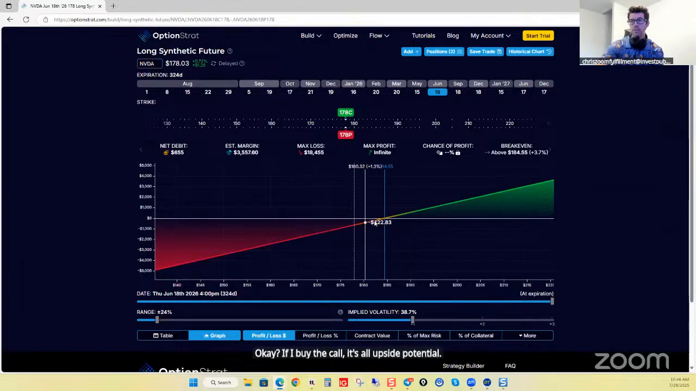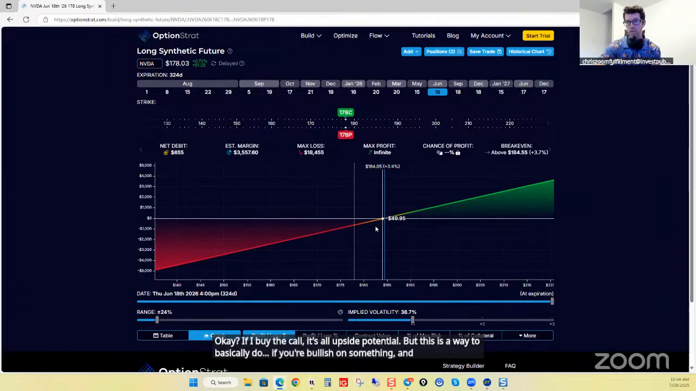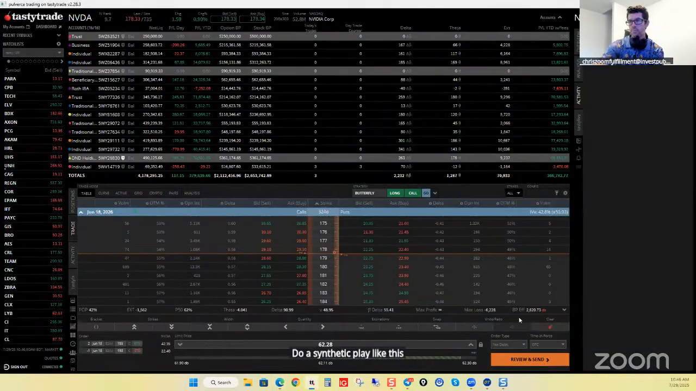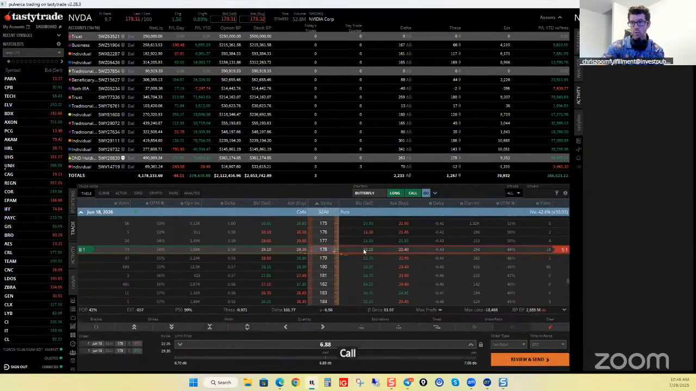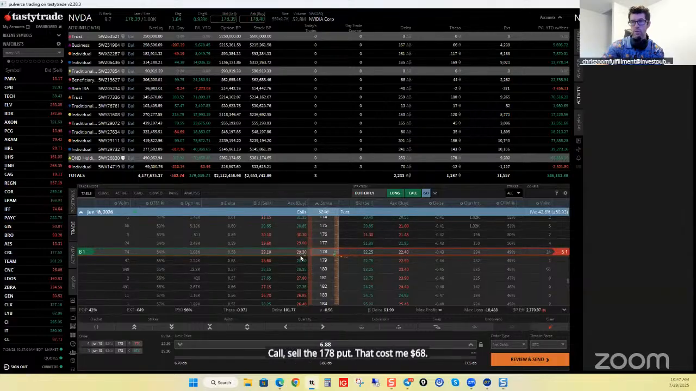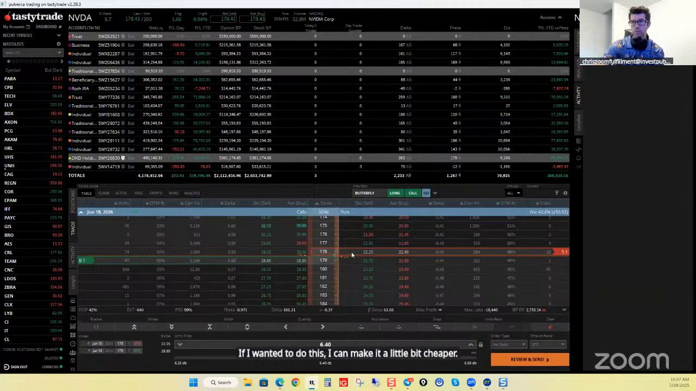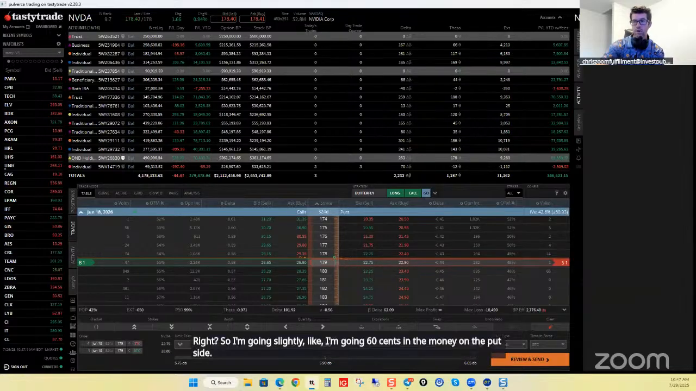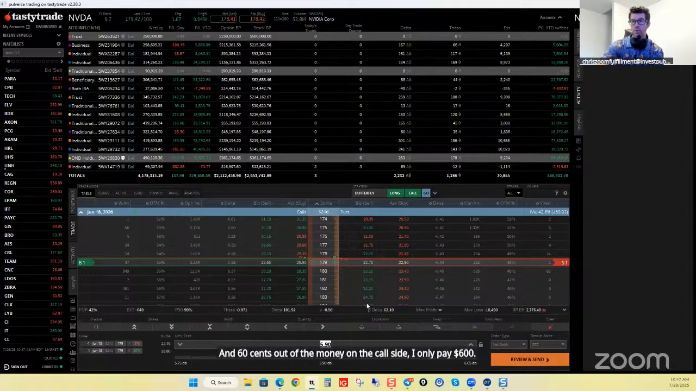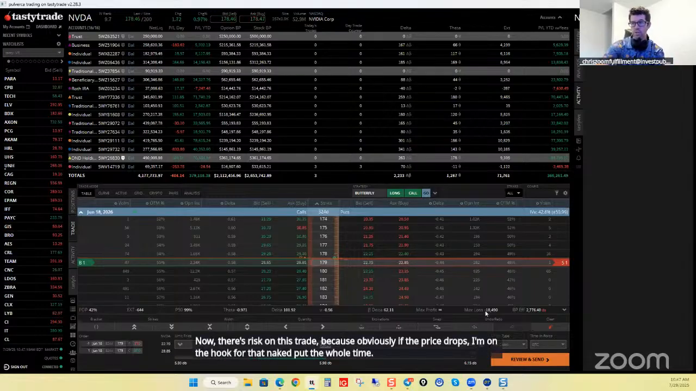But this is a way to basically do, if you're bullish on something and you don't want to pay an arm and a leg for it, a synthetic play like this. So if I went out a year and I buy the 178 call, sell the 178 put, that cost me $688. If I wanted to do this, I can make it a little bit cheaper, right? So I'm going slightly, like 60 cents in the money on the put side and 60 cents out of the money on the call side. I only pay $600. Now, there's risk on this trade because obviously if the price drops, I'm on the hook for that naked put the whole time. So the risk is if this thing went to zero, I'm risking 18 grand, right?